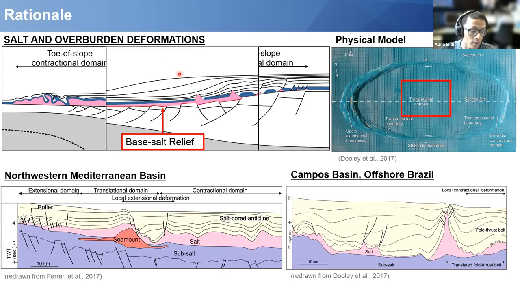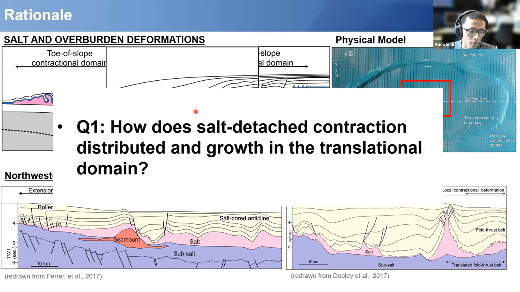However, relatively recent studies using 2D seismic reflection data and physical models have demonstrated that the middle slope domain can be strongly deformed and experience extensional and contractional deformation. This multi-phase deformation is a result of salt translated across various geometries of basal relief. And we realized at the time of our study that little is still known about salt-detached contraction in terms of their distribution and growth in three-dimensional view. So it led to our first question: how do salt-detached contractional structures grow and distribute along the translational domain, particularly in three-dimensional view?